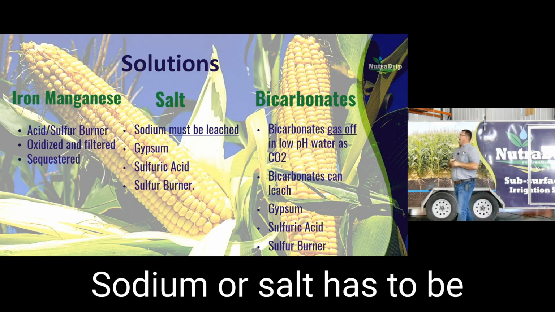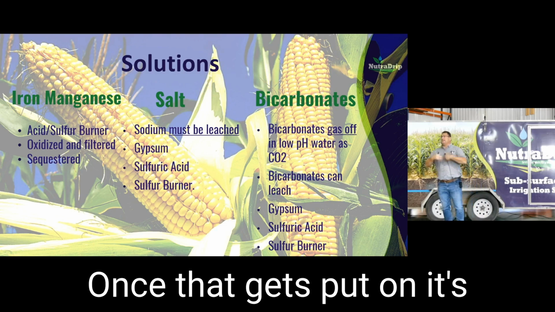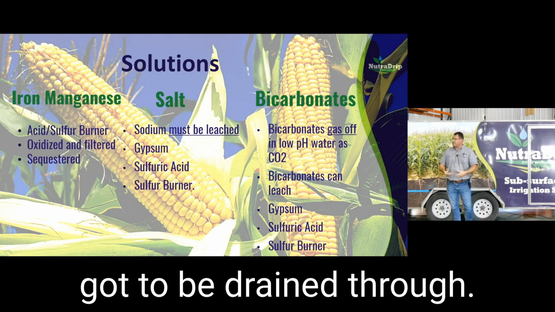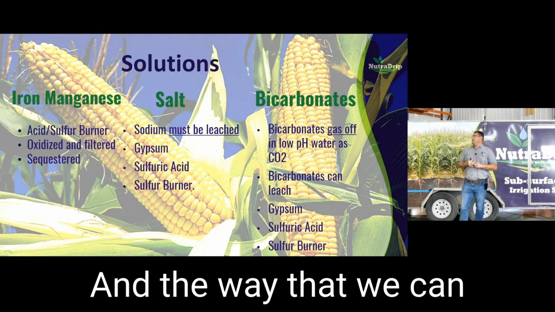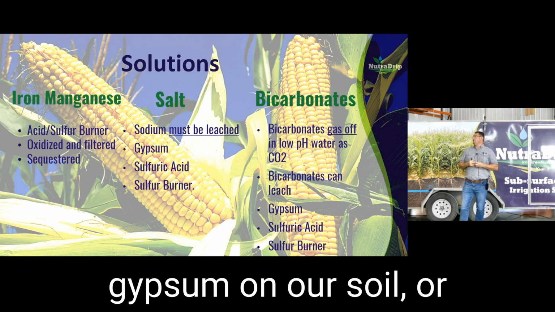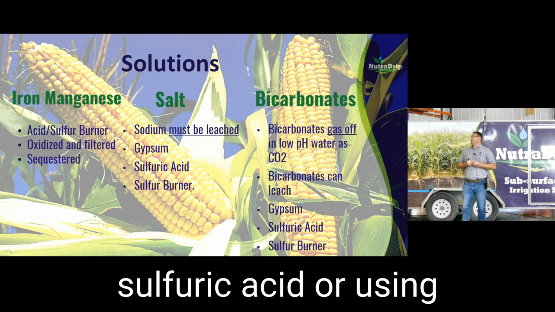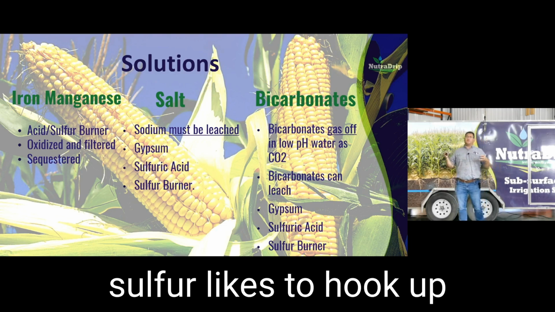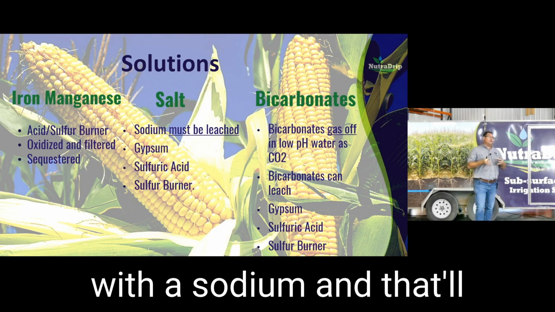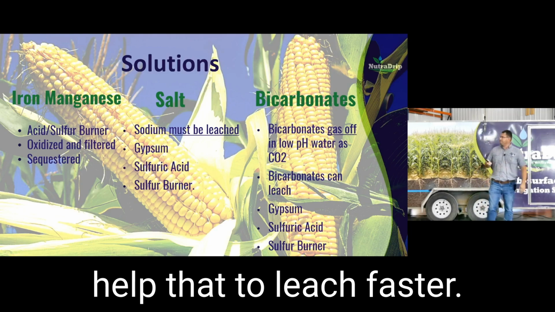Sodium or salt has to be leached from the soil. Once that gets put on, it's got to be drained through. And the way that we can assist that is by putting gypsum on our soil or treating our water with sulfuric acid or using a sulfur burner. That sulfur likes to hook up with the sodium, and that'll help it to leach faster.